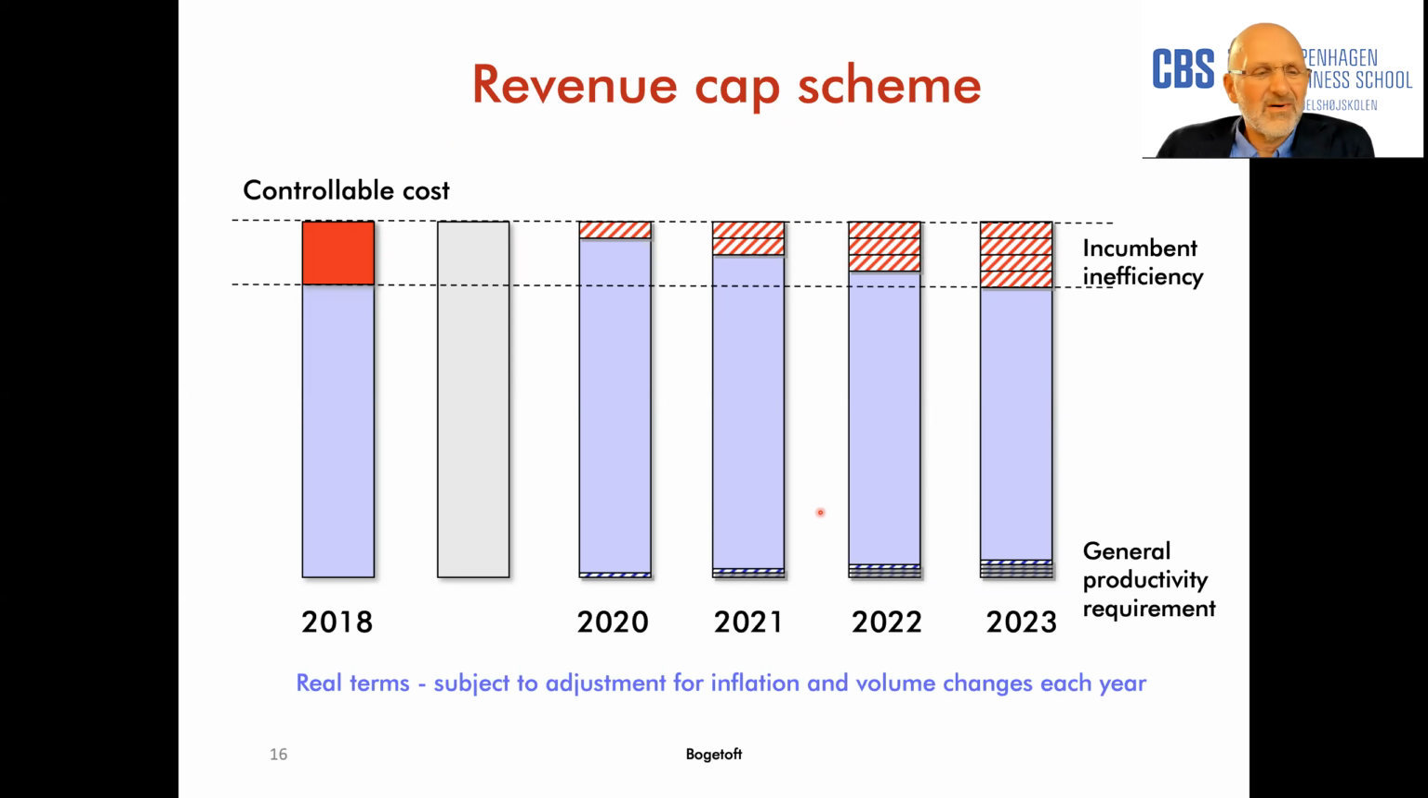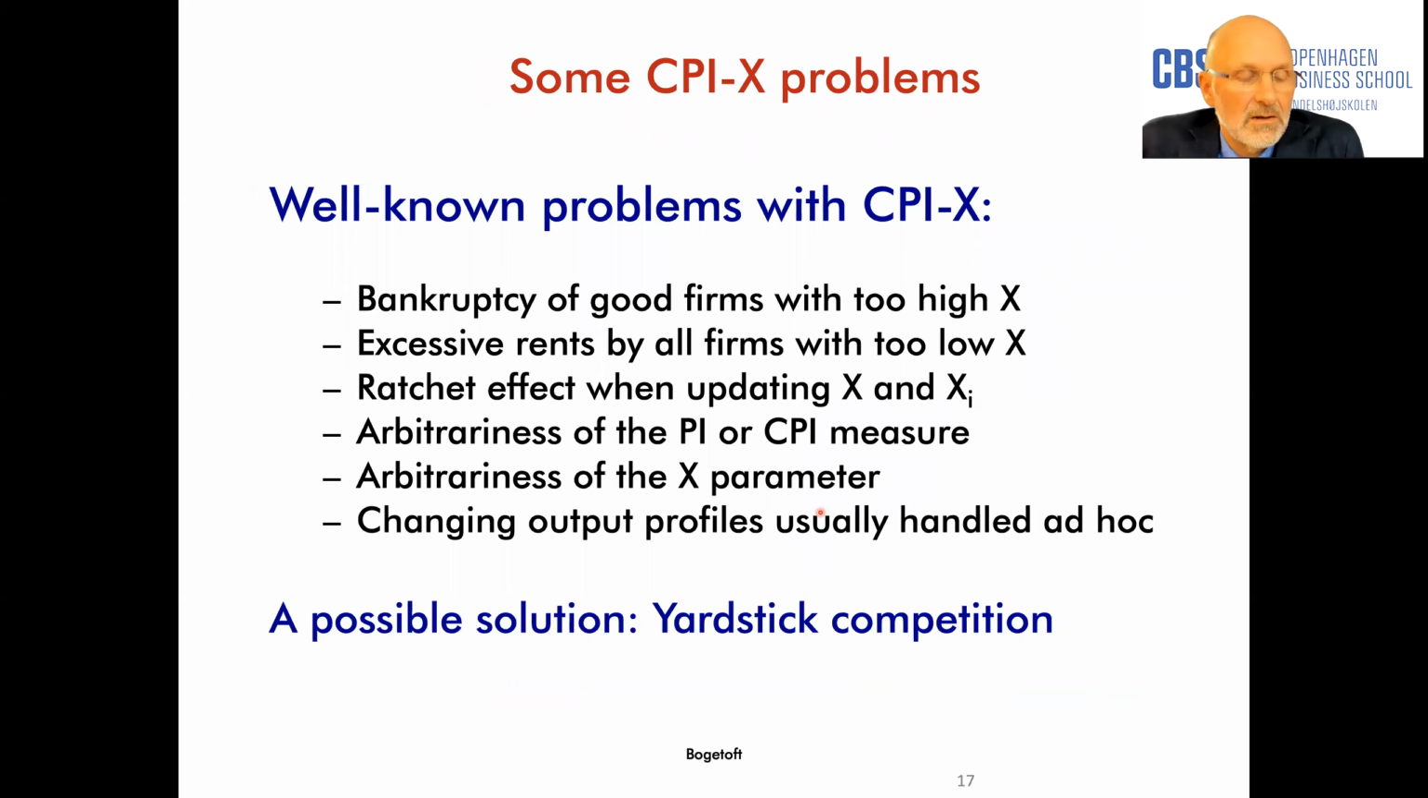scheme. It's very, very popular, and as I said, the most widely used scheme, but it does have some problems, both in theory and in practice. The big challenge is that if you set these general productivity requirements very high, you run the risk of forcing some company into bankruptcy. But if you set it too low, that is the requirement that we impose ex ante on the next 4 or 5 years' development.